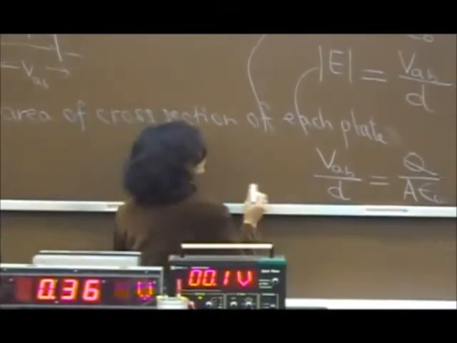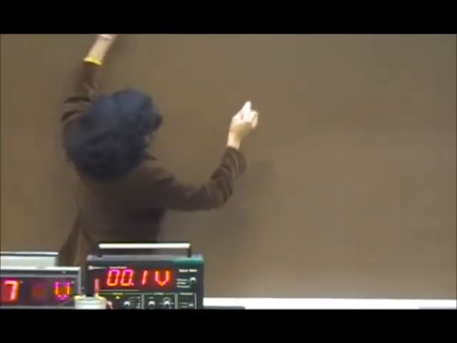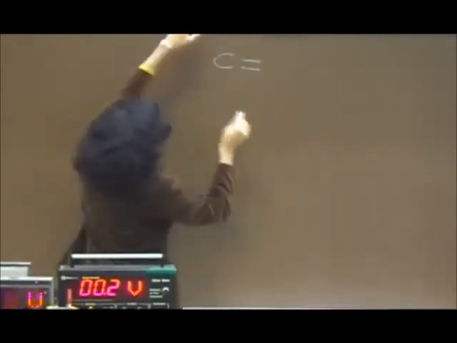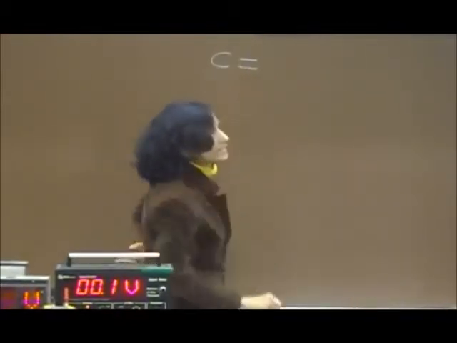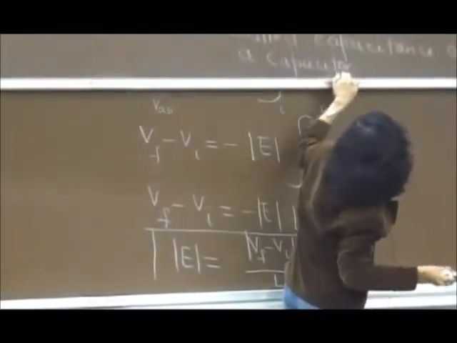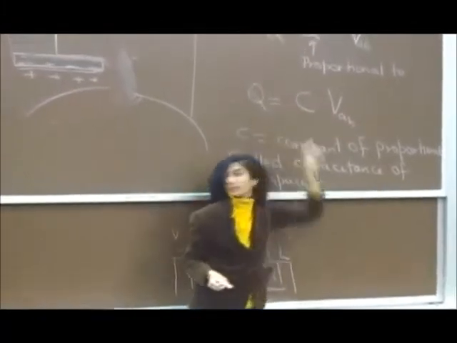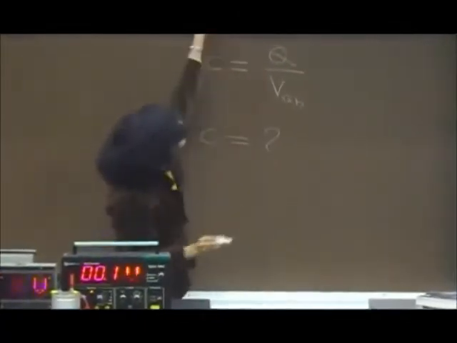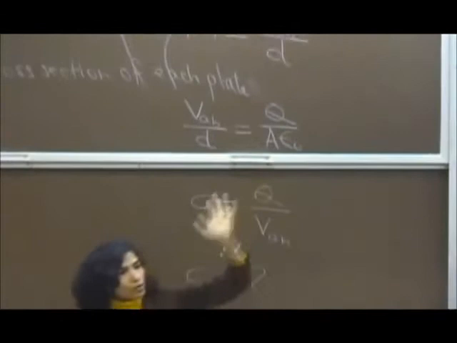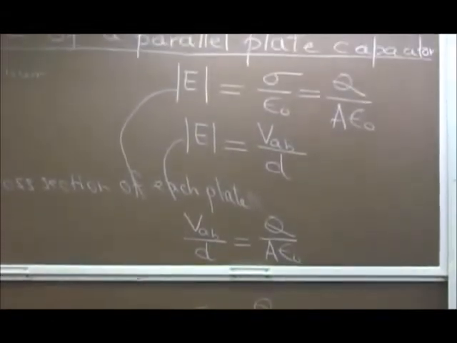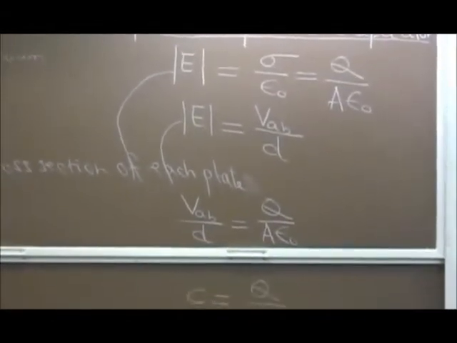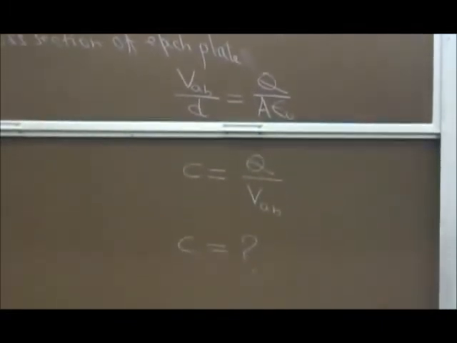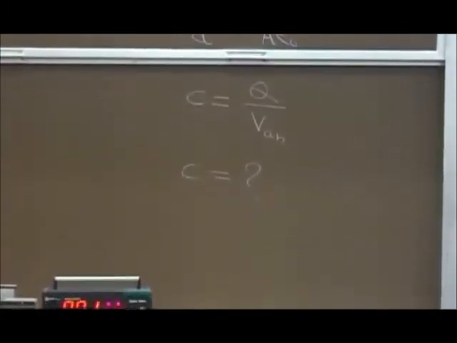Can you rearrange this equation? I want all of you to rearrange this equation and tell me what is the capacitance, because we already said capacitance is defined like this. Capacitance is defined as Q divided by VAB. So you tell me what is capacitance equal to. Just rearrange this and tell me what is the capacitance of this parallel plate capacitor in terms of its area of cross section and in terms of distance between the plates. One minute, talk to a person next to you.